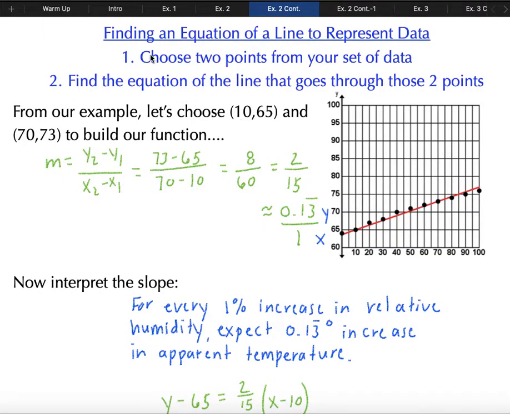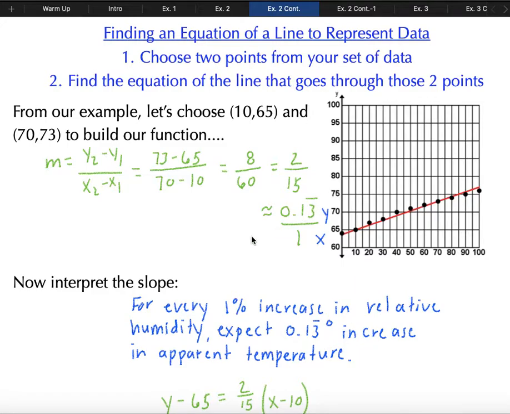To do it by hand, all we're going to do is choose 2 points from our data set. And you want to pick 2 points that are relatively well representative of the data set. If there are any points that are outliers in the data set, you don't want to pick those, okay? So you can see I've chosen the points (10, 65) and (77, 73) to build our function. I find the slope between those 2 points. Turns out to be 2/15, or that's approximately 0.13 repeating, okay?